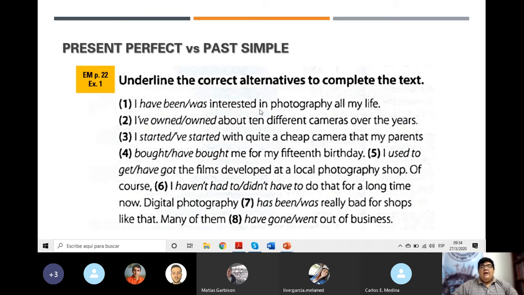Number 2, Daniela. I have owned about 10 different cameras over the years. Okay, and maybe I'm going to buy some more. I have owned about 10 cameras over the years. The idea is that maybe I'm going to get some more in the future.